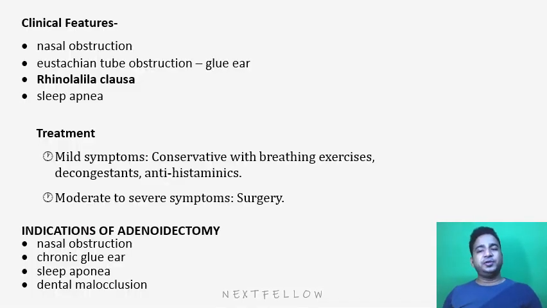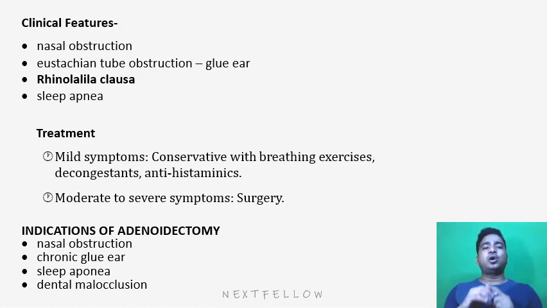Now, what are the clinical features? Firstly, the mother or father will complain that my baby or my child is a mouth breather, and she or he is having stridor at night or some noisy breathing at night. And there will be nasal obstruction, repeated rhinorrhea, repeated discharge from the nose due to the nasal blockage. And sometimes the baby will have eustachian tube blockage leading to glue ear, or we can say serous otitis media.